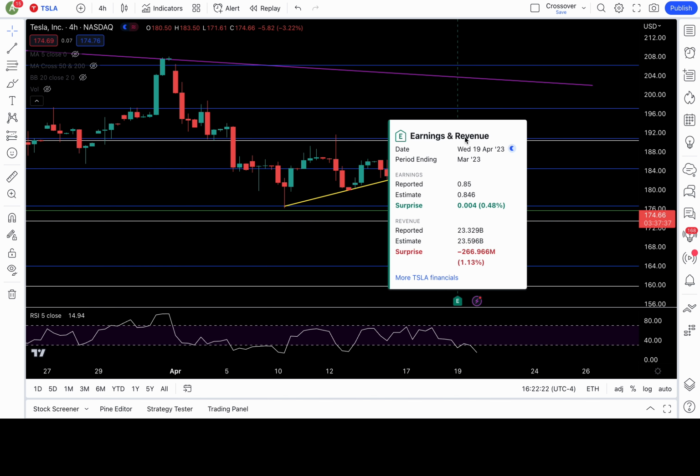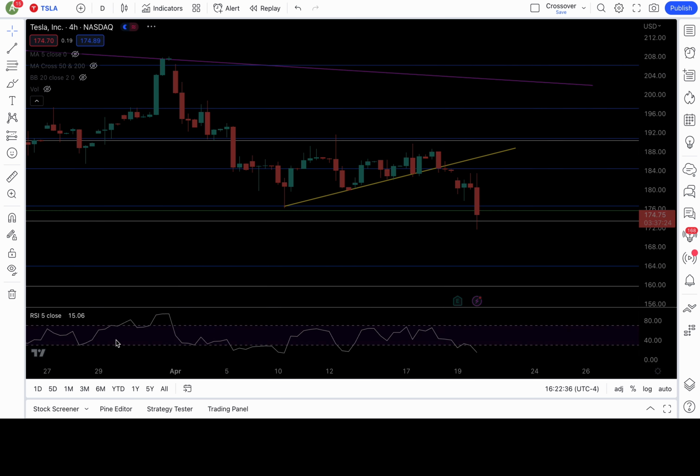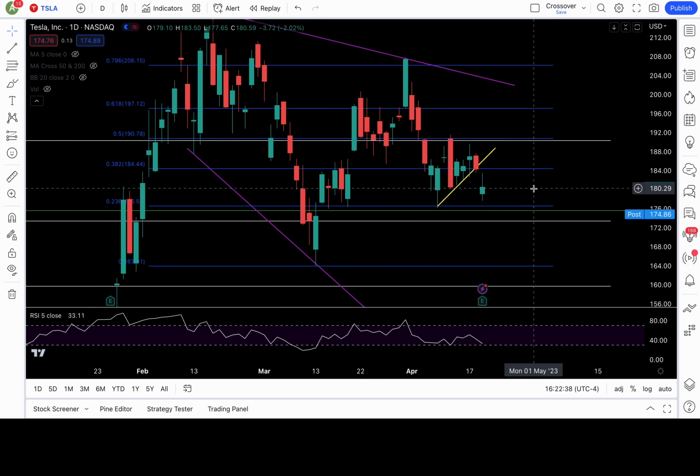And there's the earnings and revenues, guys. All right. They did pretty good with earnings. Didn't do really good with revenues. Okay, you guys see it? That's Tesla earnings right there. But I'm not a fundamental guy. I'm just a price action guy. So if you guys want more info on that, definitely check out Tesla's earnings.